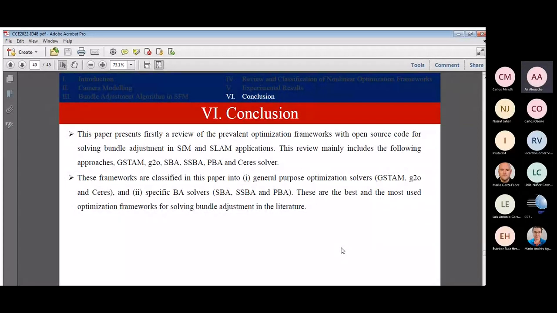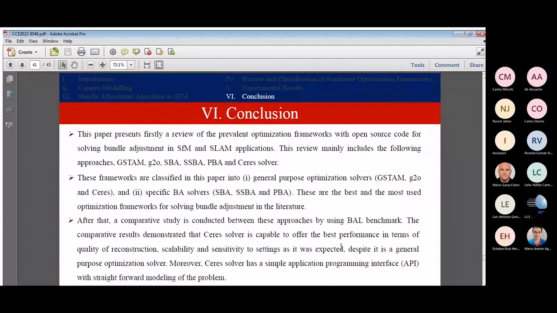These are the best and the most used optimization frameworks for solving bundle adjustment in the literature. After that, a comparative study is conducted between these approaches by using bundle adjustment in the large benchmark. The comparative results demonstrated that Ceres Solver is capable of offering the best performance in terms of quality of reconstruction, scalability and sensitivity to settings, as it was expected, despite it being a general purpose optimization solver. Moreover, Ceres Solver has a simple application programming interface with straightforward modeling of the problem.